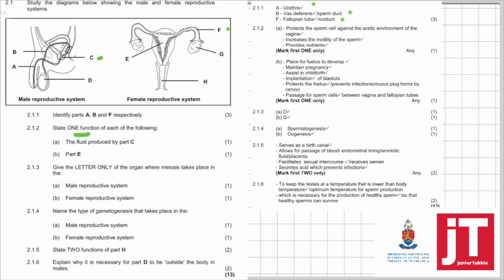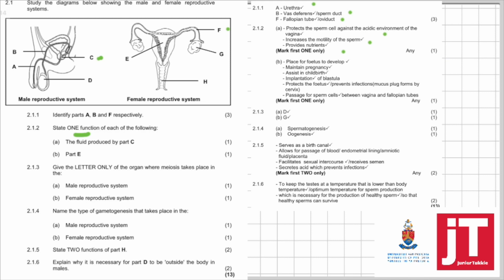How do I know it's the prostate gland? It's below the bladder. The prostate gland, we know, secretes a milky alkaline fluid that neutralizes acid in the female's body, the female's vagina, actually. There's the answer there in the memo. Also increases motility of sperm, provides nutrients. Only one they want.